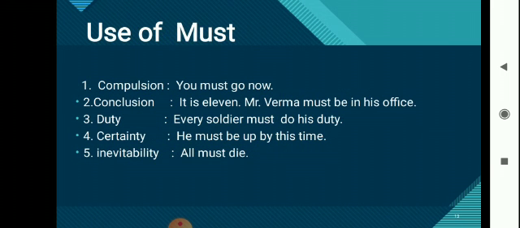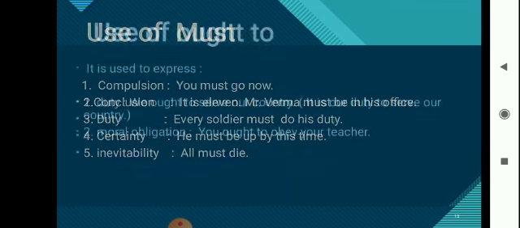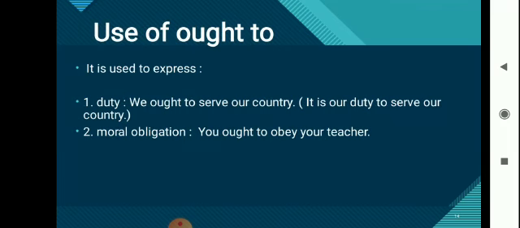Then use of must. Now where do we use must? It is used when something is for compulsion, for conclusion, for duty, certainty, and inevitability. We use must for these expressions. Then is the use of ought to. Ought to is used to express duty or moral obligation. We use ought to express any duty or any moral obligation.